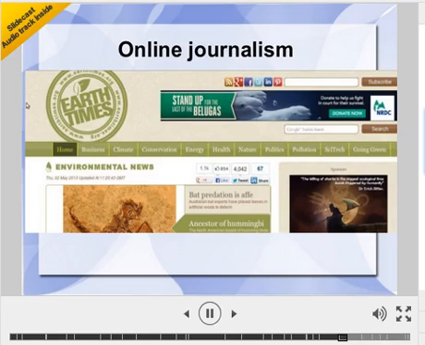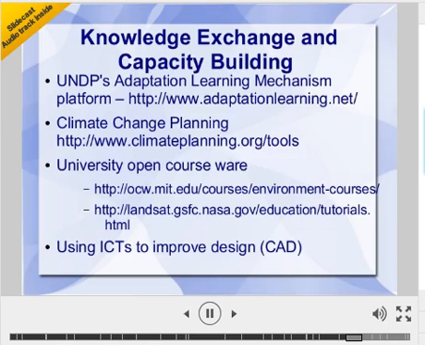Okay, for knowledge exchange and capacity building, how are ICTs used? And again, this is now around learning. UNDP has a platform called the ALM platform, and that's the link for it. There is also climate change planning, in which they have tools for you to assess how countries are responding to climate change and adapting to climate change.